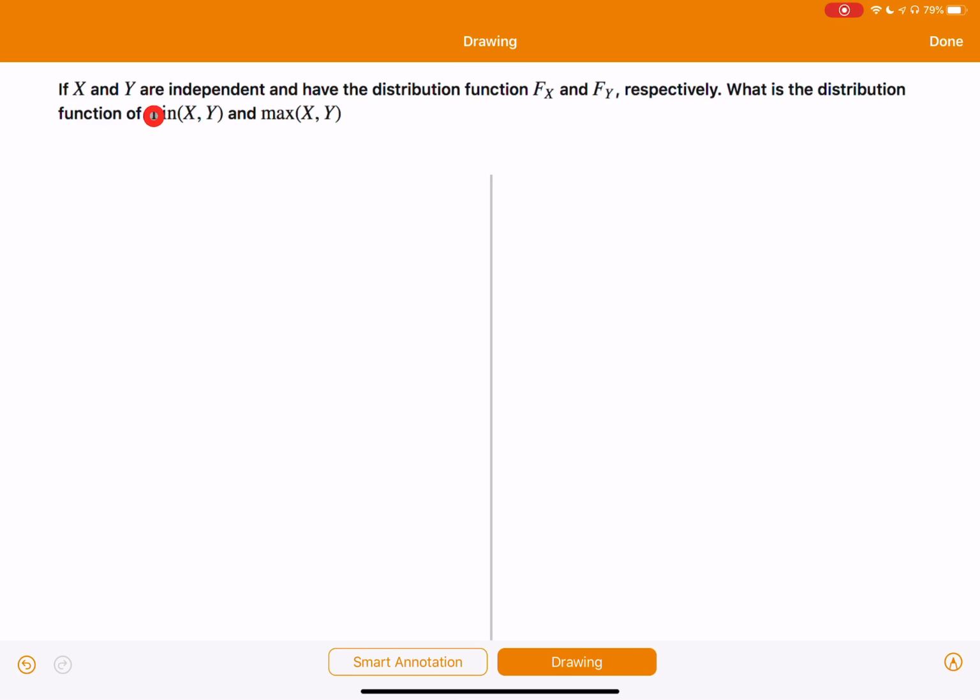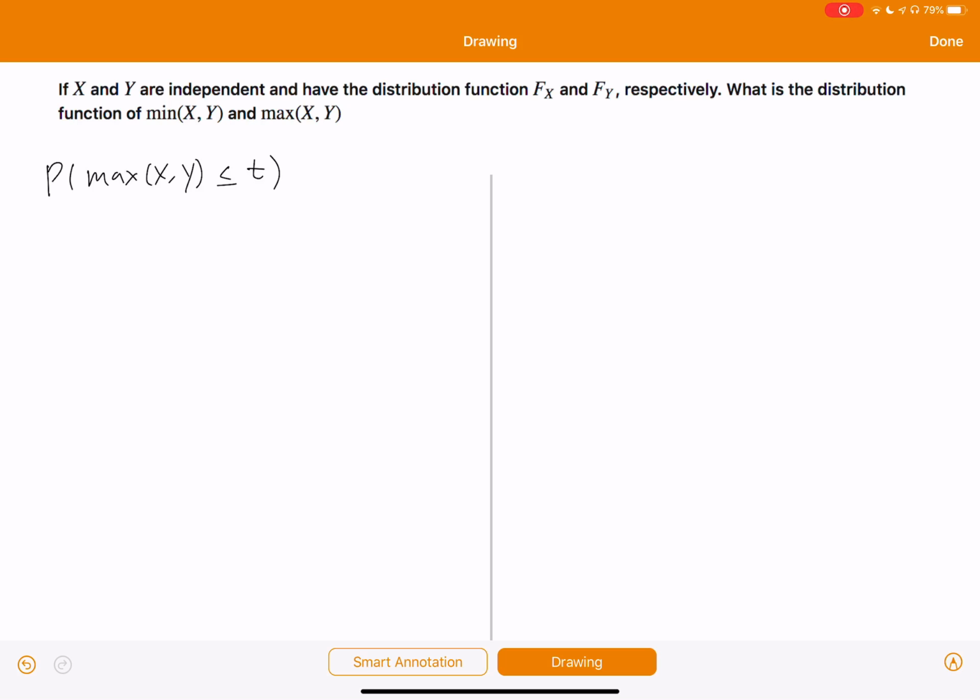If x and y are independent and have the distribution functions f(x) and f(y) respectively, what is the distribution function of the minimum of x and y and the maximum of x and y? Let's first calculate the probability that the maximum of x and y is less than or equal to t. This is the distribution function of the maximum of x and y, which is easier to calculate than the minimum.